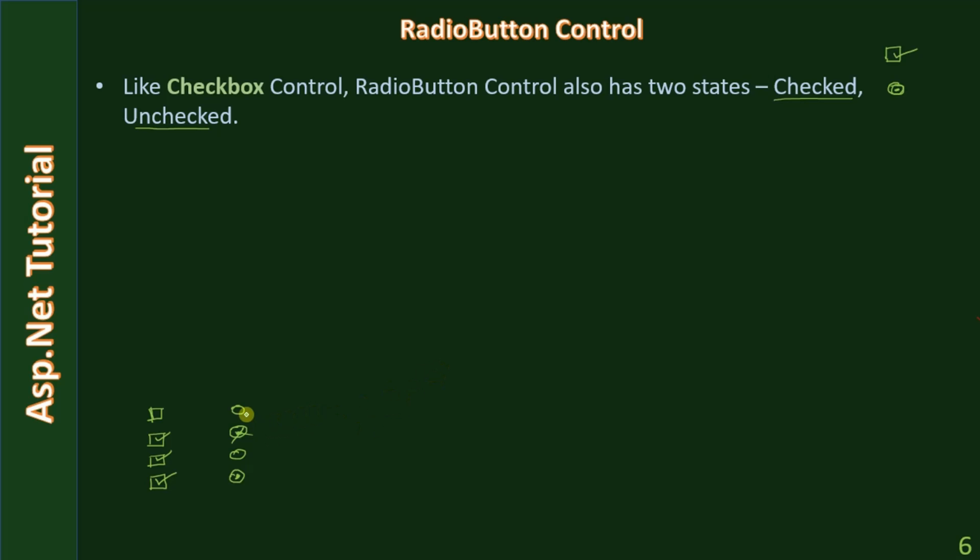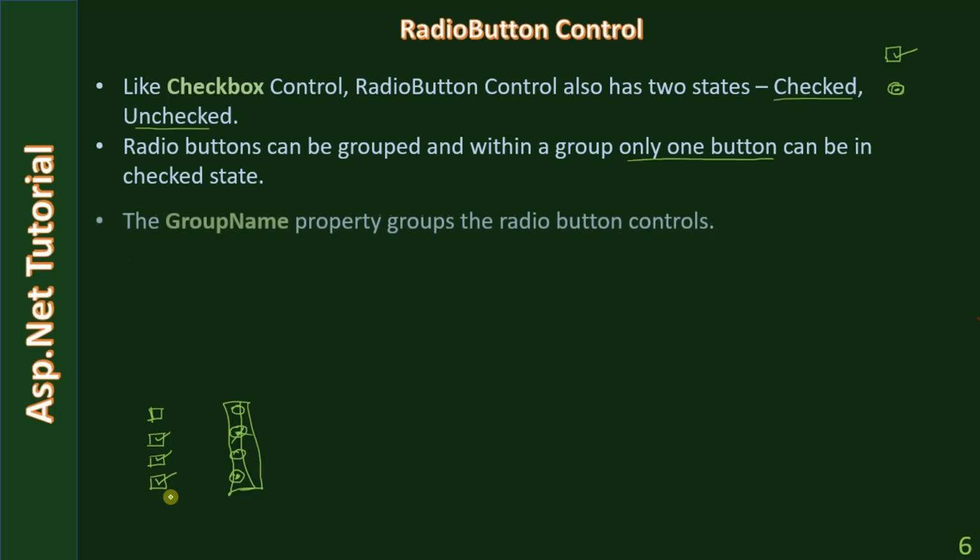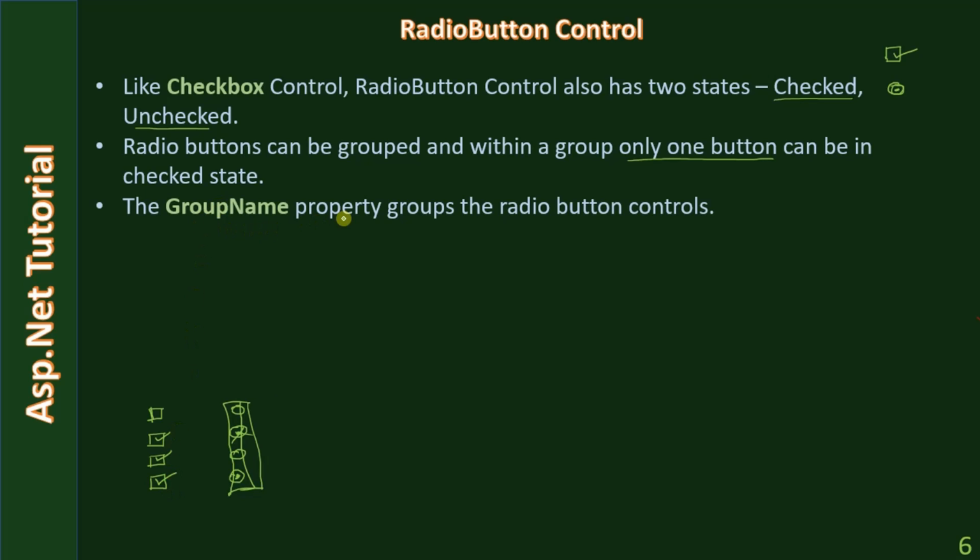And in this video, we will see how to create two groups so that in a form you can select two radio buttons, one belonging to group 1 and another belonging to the next group. Radio buttons can be grouped, and within a group, only one button can be in checked state. As already explained, with a checkbox, you can freely check and uncheck any checkbox. The GroupName property groups the radio button controls. So that's the property we have to use to group the radio buttons.